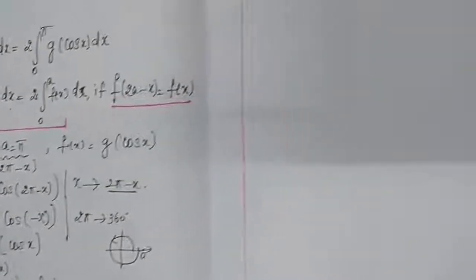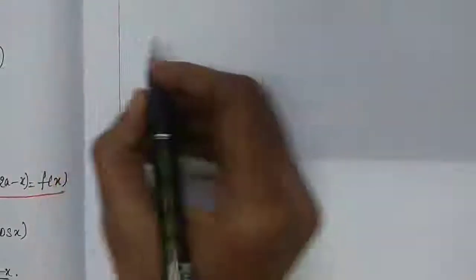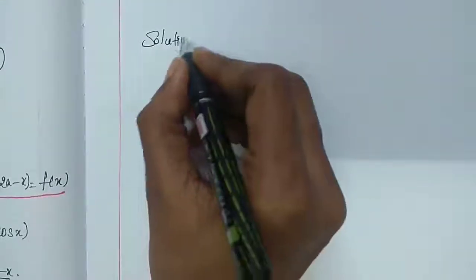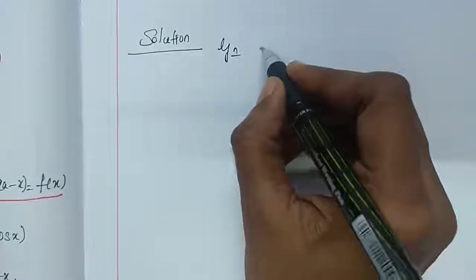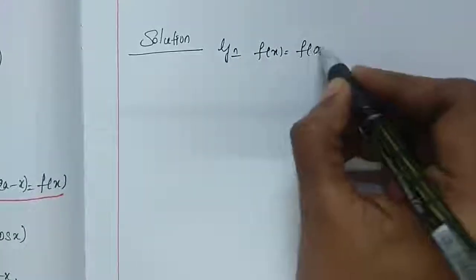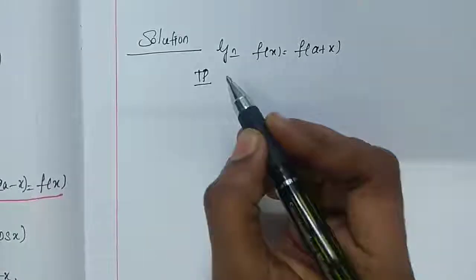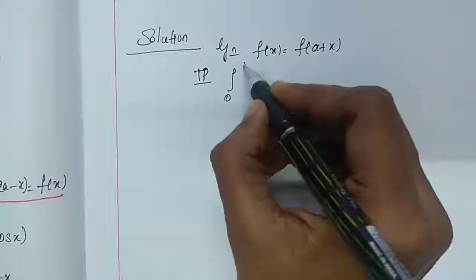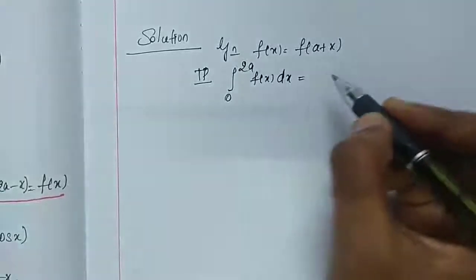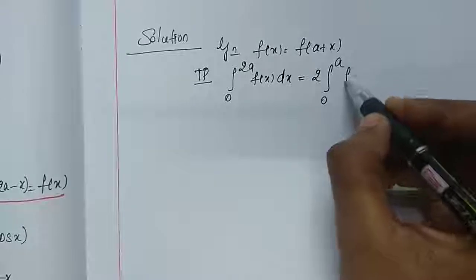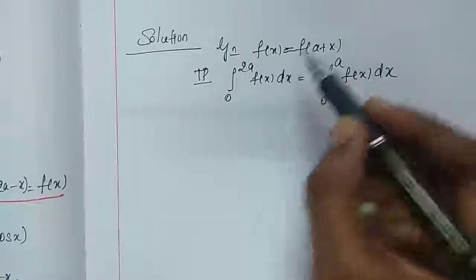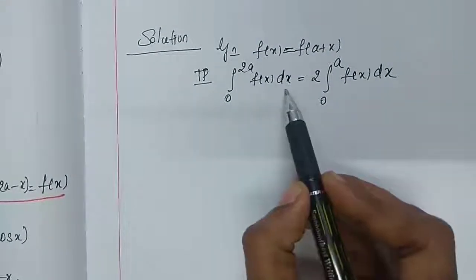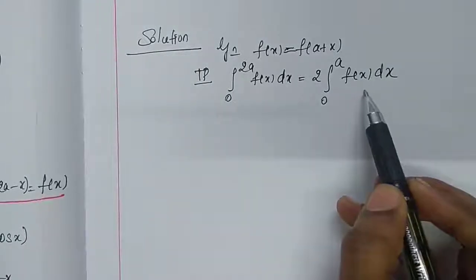Solution. In our question, the given thing is f of x equals f of a plus x, and we need to prove that the integral from 0 to 2a of f of x dx equals 2 times the integral from 0 to a of f of x dx.